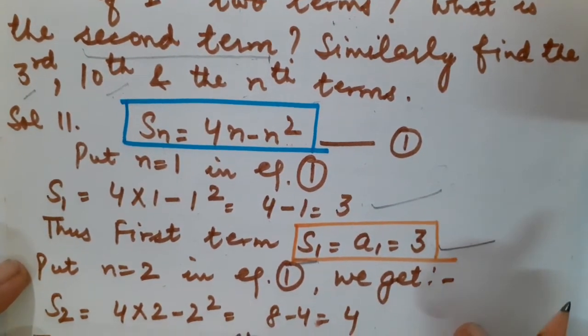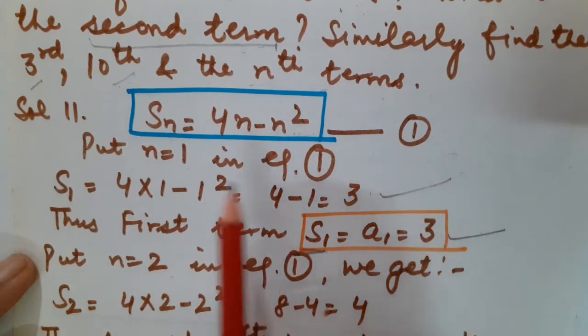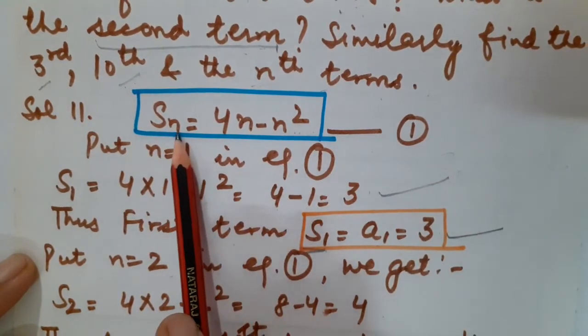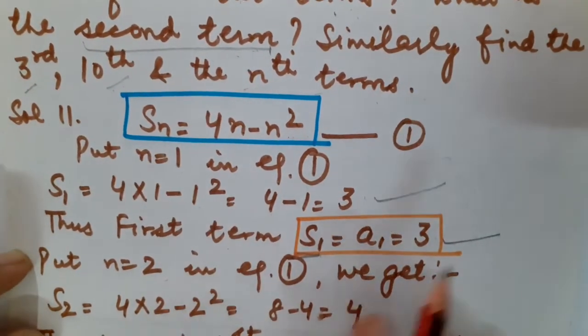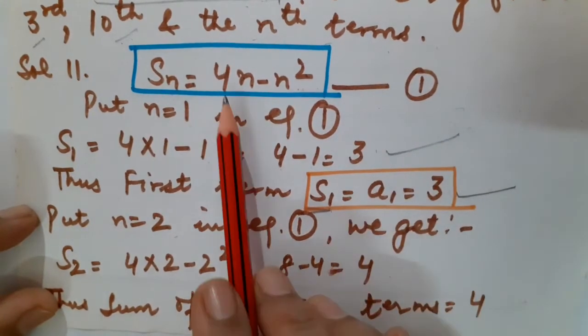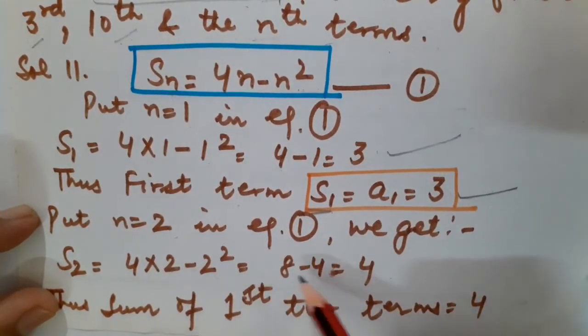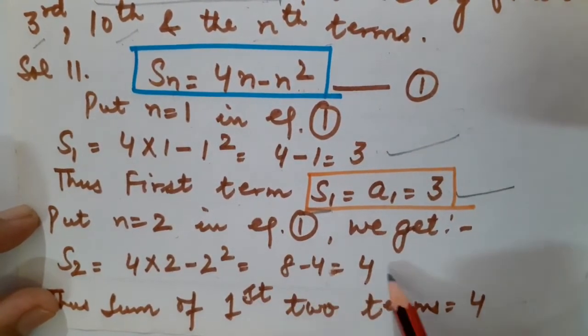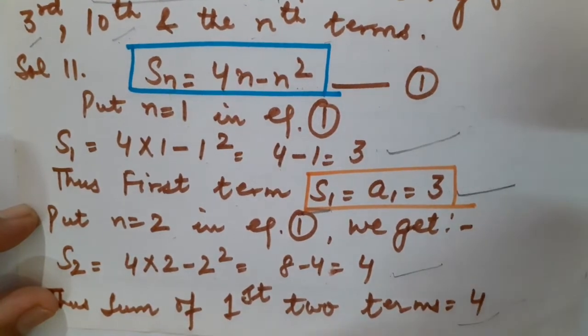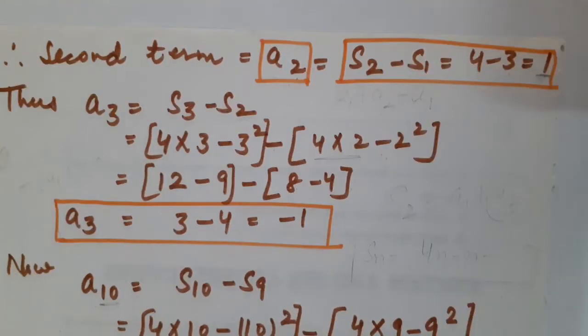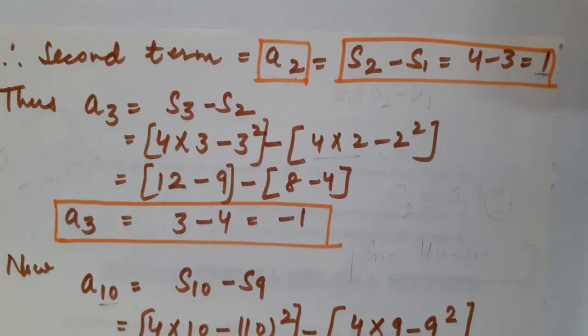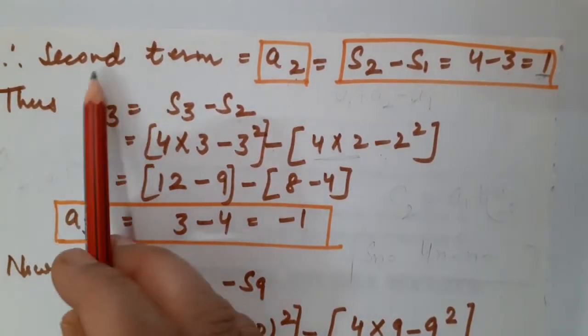Correct? Now we have to calculate S2. Very simple. Just in place of n you will be writing 2. So put it. S2 is equal to 4 into 2 minus 2 square. That is 8 minus 4 is equal to 4. This is the sum of the first two terms. Correct, students? Now the main concept is going to start: to calculate the second term.